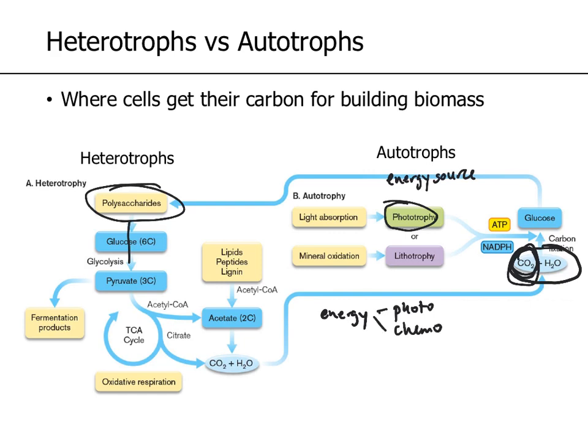And then the final one was electrons, right? You can get electrons from inorganic molecules, which is the litho prefix, and then you can get them from organic molecules, which is the organo prefix. Inorganic molecules are things like hydrogen sulfide, ammonia, nitrate, things like that. And then your organic molecules, again, are your sugars.